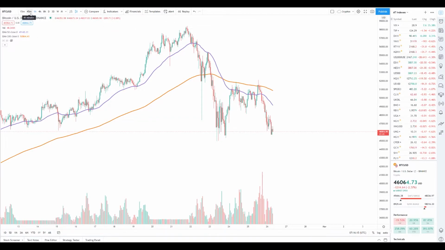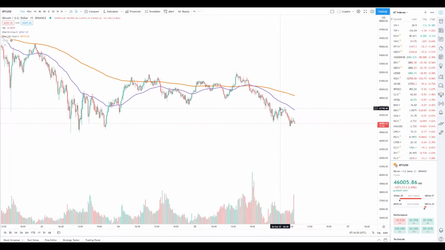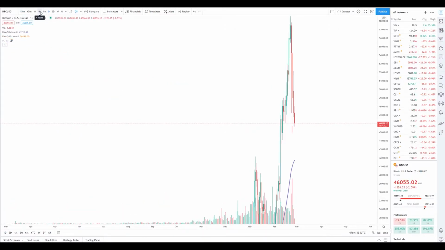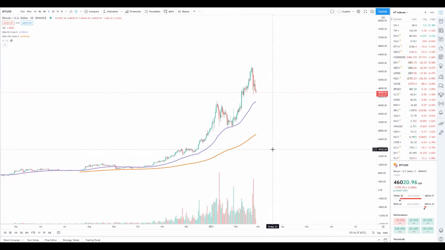If I go for a 15-minute time frame, for example, it shows that both EMAs are above the price. So for the next 15 minutes, there is a chance that the price will be going down. But if you want to use the moving averages all the time, you better start with daily and 4 hour and 1 hour.